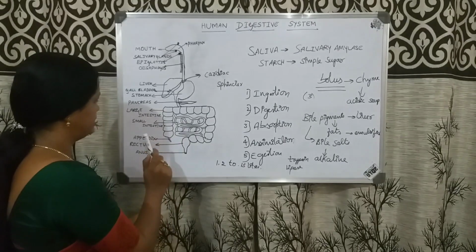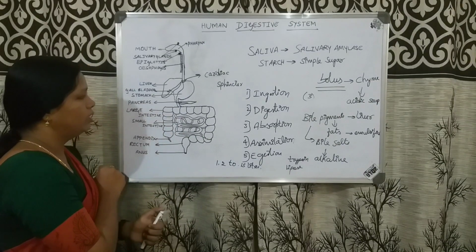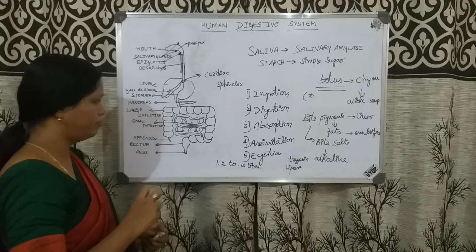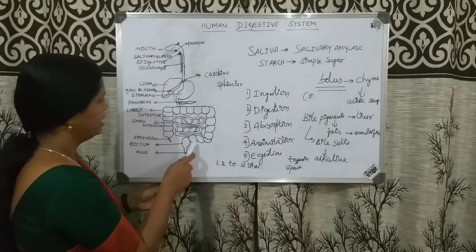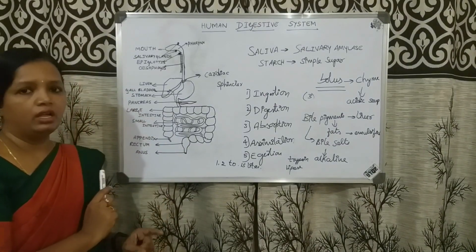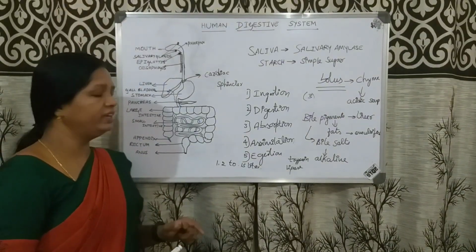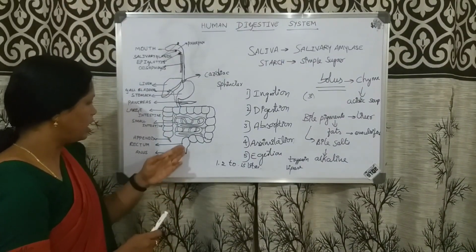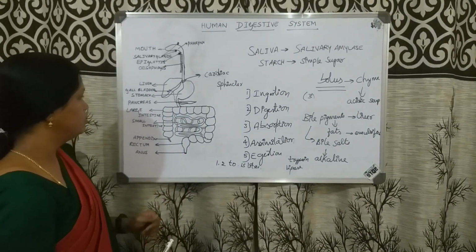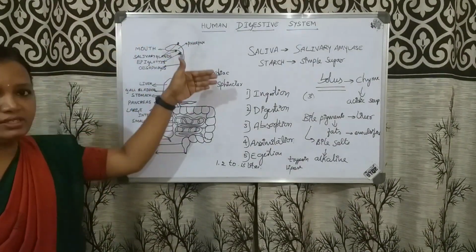In the large intestine, the minerals and water molecules in the unabsorbed food will be absorbed, and finally the remainder is stored in the rectum and passed through the anus. In the anus we have external and internal sphincters, which help in controlling or regulating the movement of the fecal matter to the outside. So this is how the alimentary canal, or the human digestive system, works.